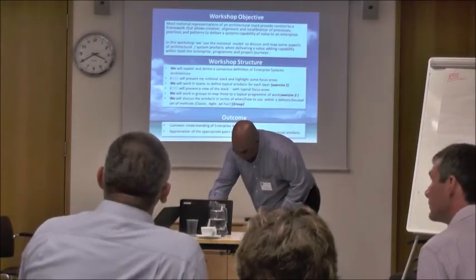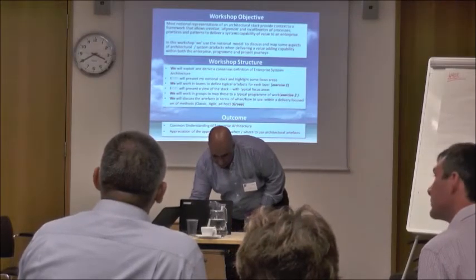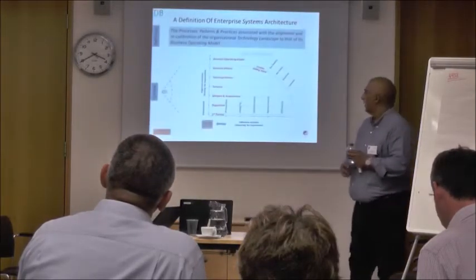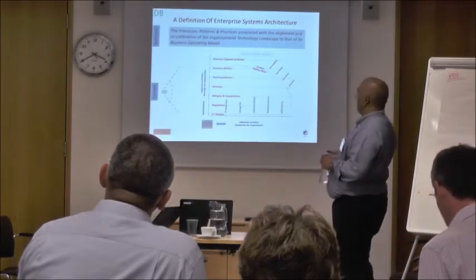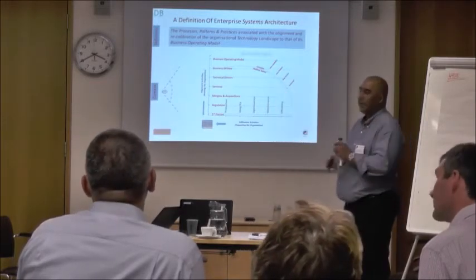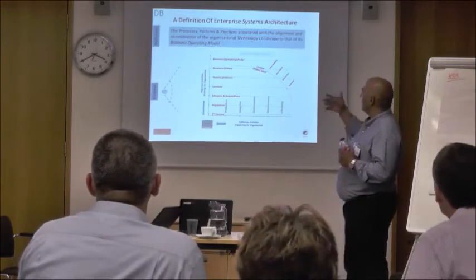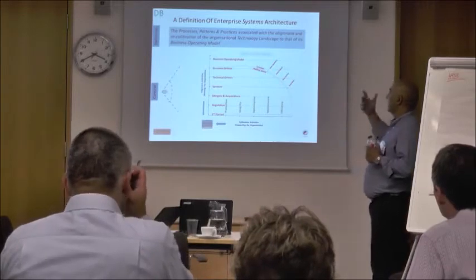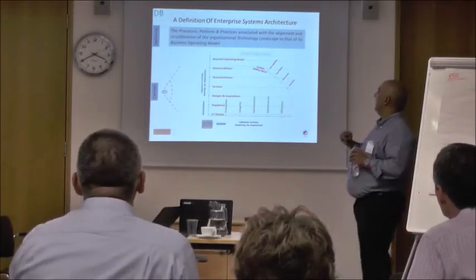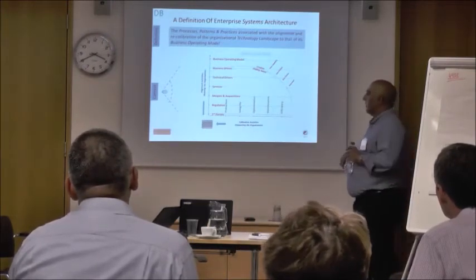Okay. So, let's start. And at any point, this is a workshop, it's not a Daljit presentation, all right? So I put a definition up, I knocked it up quite quickly over a glass of red wine. Enterprise systems architecture: the process, patterns and practices associated with the alignment and recalibration of the organisational technology landscape to that of its business operating model. That will become clearer as we go through the stack.